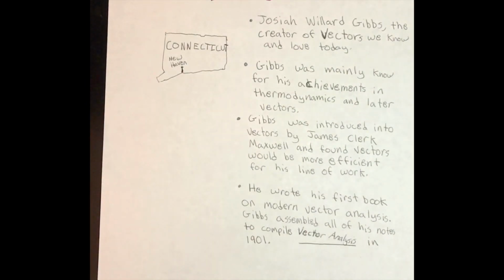He later wrote his first book on modern vector analysis. Gibbs assembled all of his notes to compile Vector Analysis in 1901.